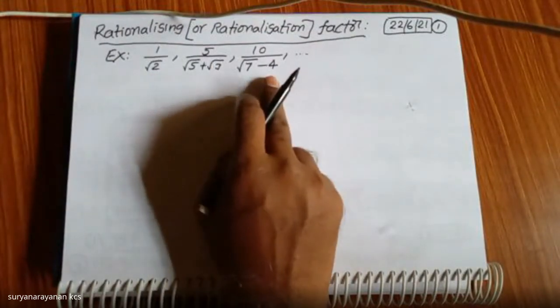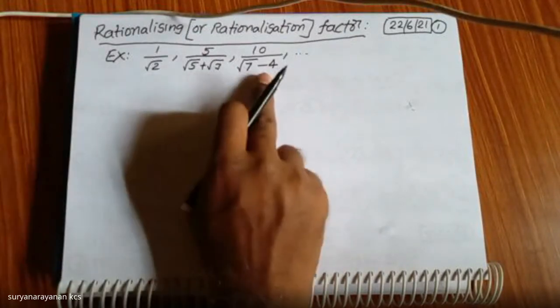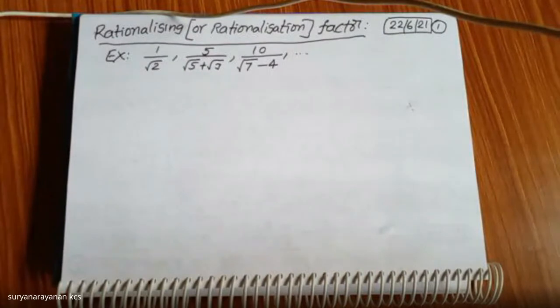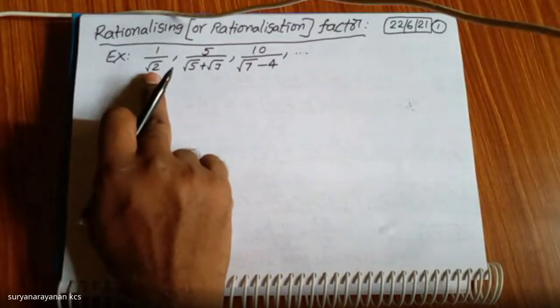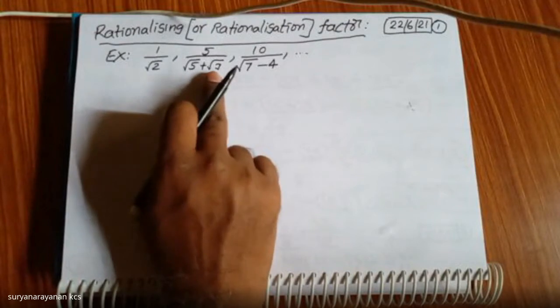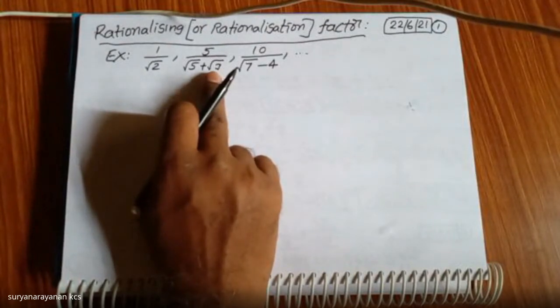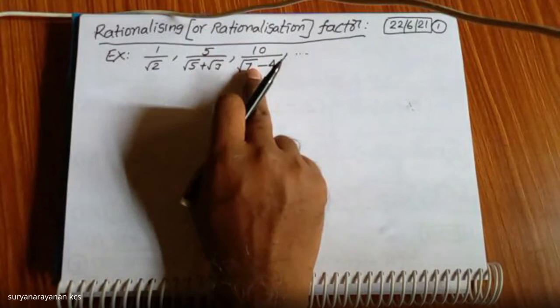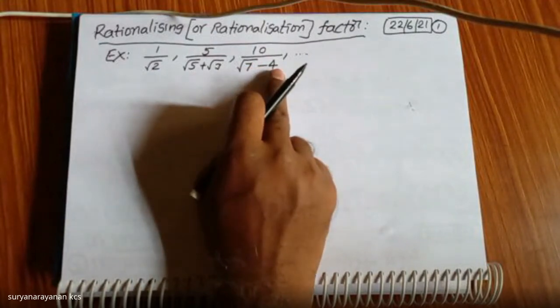In simplifying fractions, when you are getting irrational numbers in the denominator, it is difficult to simplify the expressions. In that case, we have to rationalize. We have to make this denominator a rational number. We have to rationalize this denominator, root 5 plus root 3, as a rational number. Root 7 minus 4 is an irrational number. We have to make it a rational number.